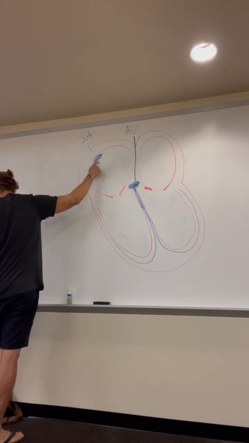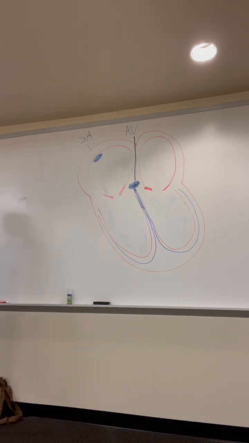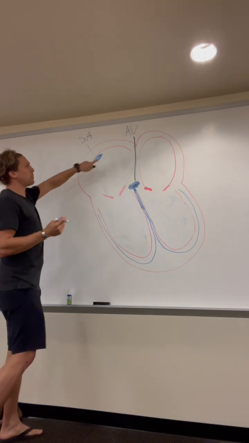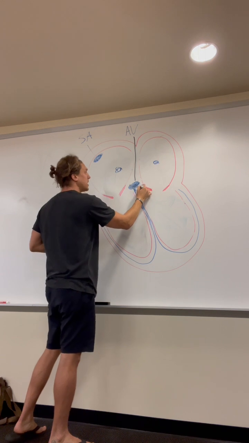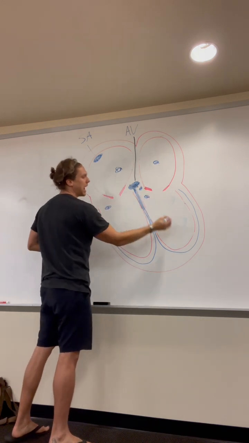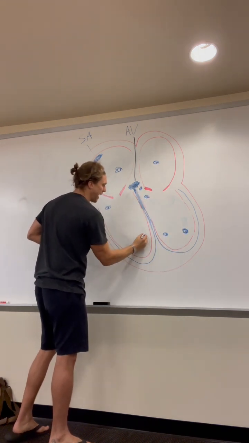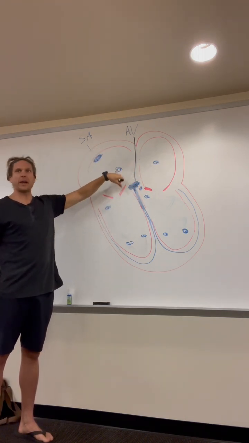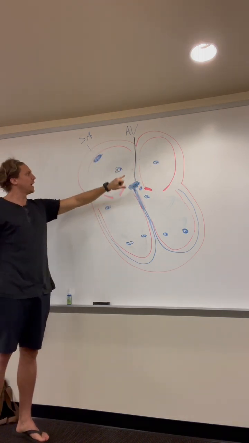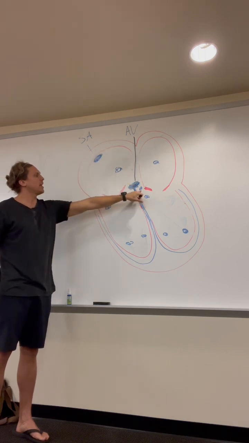The SA node is the primary pacemaker. There's also pacemaker cells all throughout the heart. So there is backup pacemaker cells here and here and down here and here, and there's ones down here, and these are just backups. If they don't get a signal from above, they're going to take over as the primary pacemaker, okay? So this one might take over. If these ones don't get anything from up here, they're going to take over.